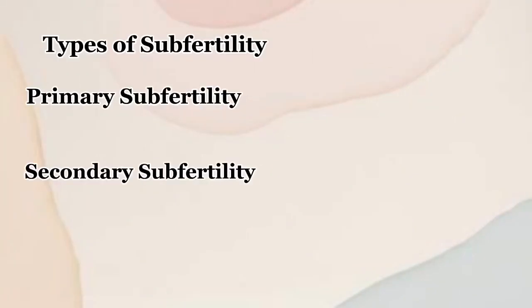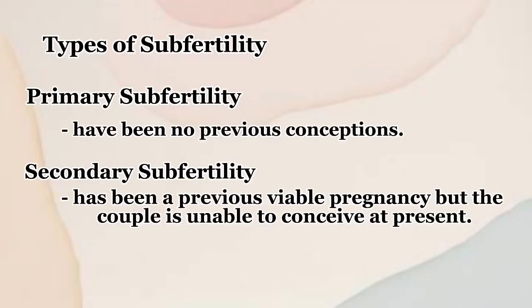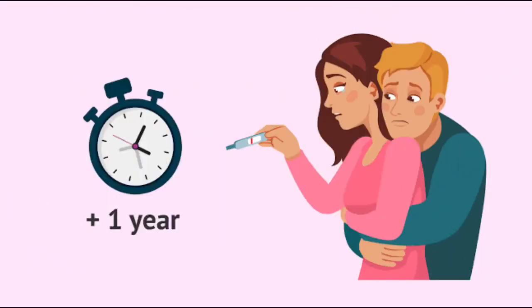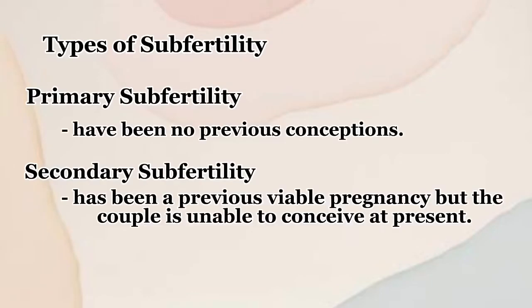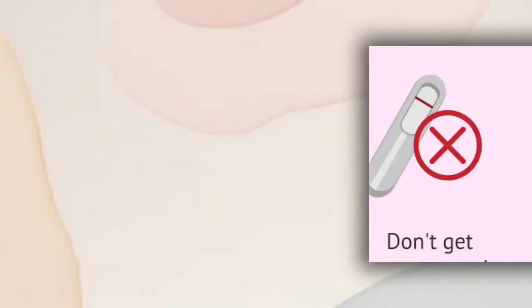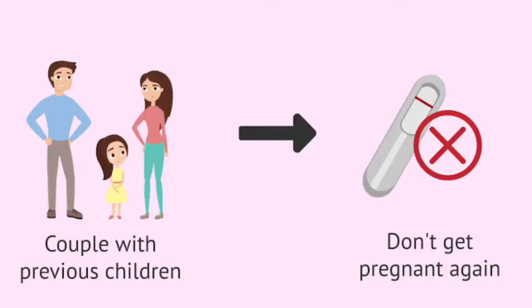So we have primary subfertility and secondary subfertility. The primary subfertility has been no previous conception. It means hindi talaga nakaranas ng pagbubuntis yung babae or never talaga siyang nabuntis. While in secondary subfertility, it has been a previous viable pregnancy that the couple is unable to conceive at present. So meaning, yung babae nabuntis siya noon and at the present, hindi siya makakapag-conceive or mabubuntis.